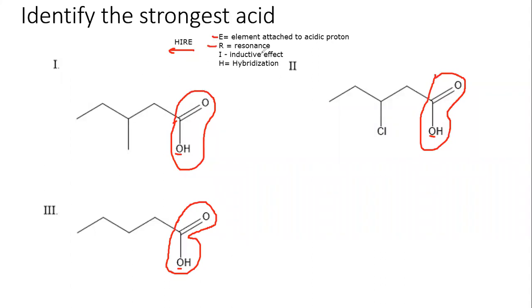So now we go to the inductive effects. And with the inductive effect, there are two groups of compounds we talk about. We talk about electron withdrawing groups. These are usually extremely electronegative or electronegative groups.